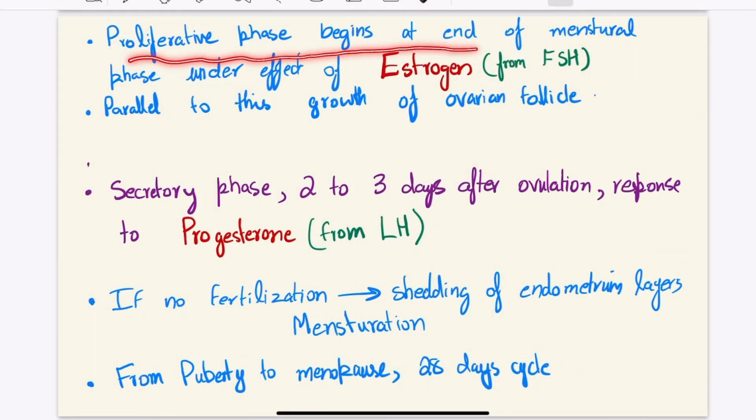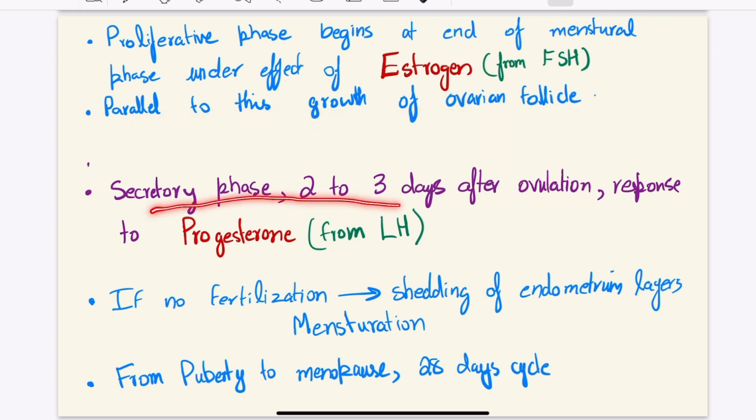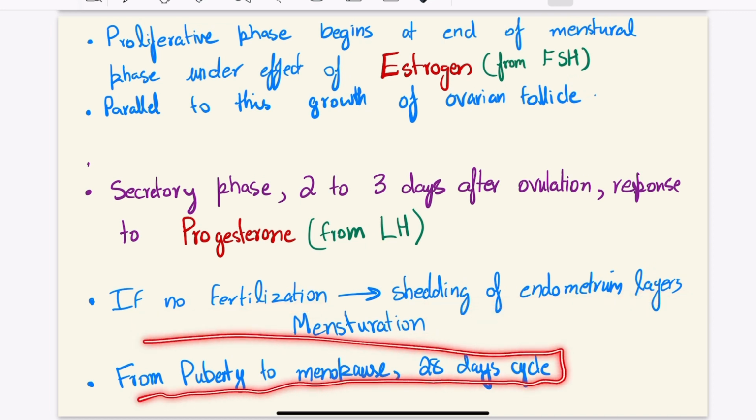Proliferative phase begins at the end of menstruation under the effect of estrogen from FSH. Parallel to this, there is growth of the ovarian follicle. Secretory phase is 2 to 3 days after ovulation, in response to progesterone from the LH. If there is no fertilization, there is shedding of the endometrium layers, and this is menstruation. From puberty to menopause, there is normally a 28 day cycle.